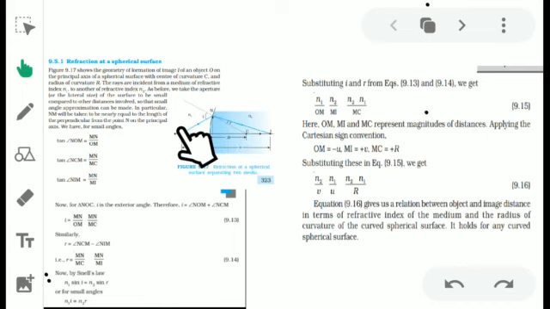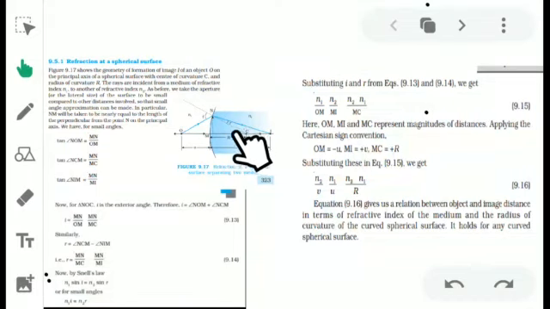is equal to the angle NOC plus NCO. Then the angle of refraction r and the relation: here the exterior angle NCO is equal to r plus angle CIN. So from these two equations, we will get the equation for i and r.